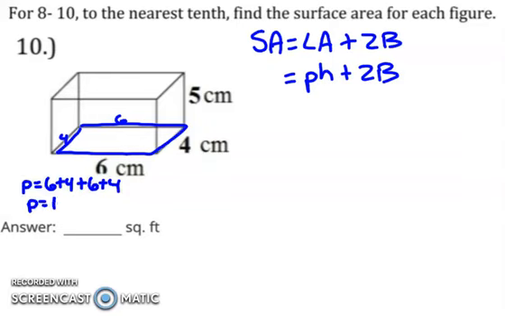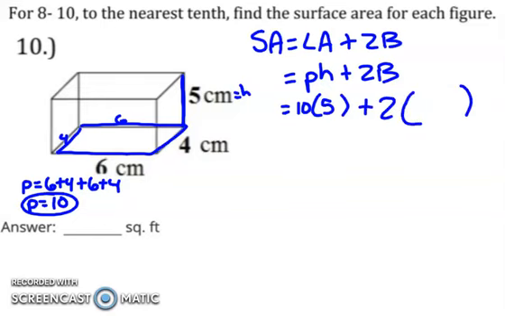The perimeter of the base is going to be 10 this time. Okay, so that goes here. The height would be the distance between the bases, so the distance between the top and bottom. This would be h. So 10 times 5 would be the lateral area, plus 2 times the area of the base.